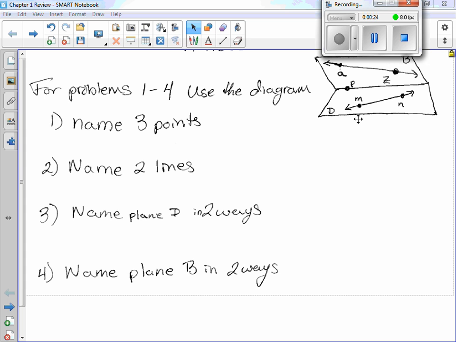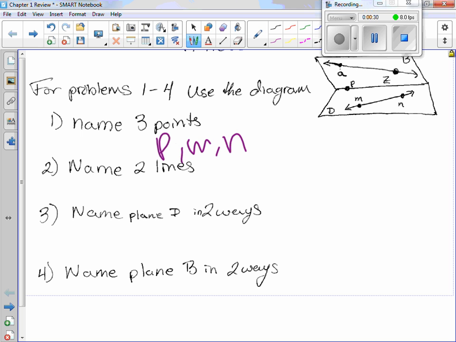No? Because naming points, we're just naming any point, so this could be P, M, or N. We just need to name 3 points that are in that diagram. Naming 2 lines, M, N, A, Z. Now, if you put M, N with a line above it and N, M with a line above it, you would only get half of it.